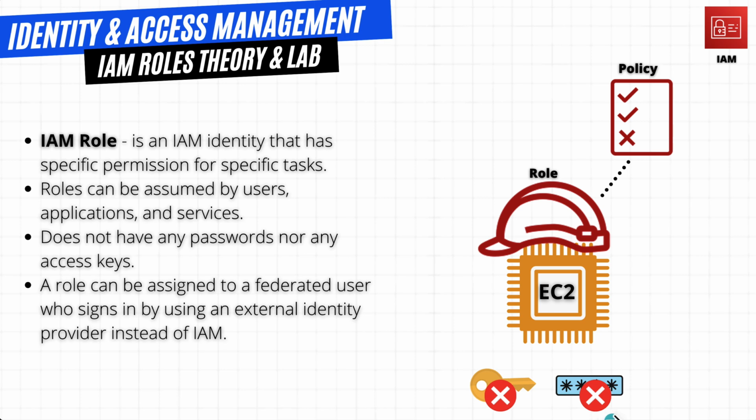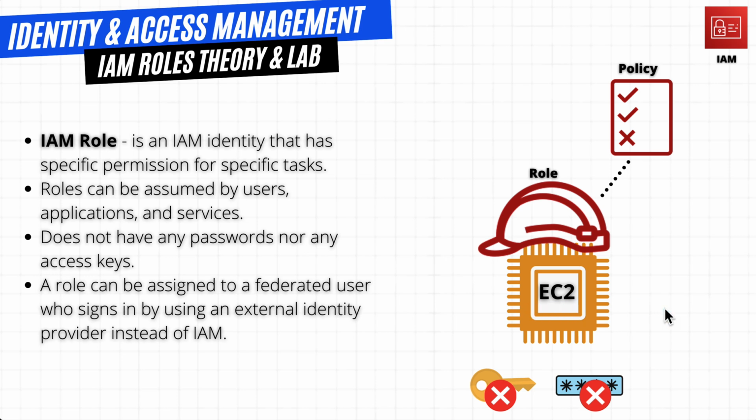A role is designed to be assumed temporarily by an IAM user, an application, or a service that needs to perform a specific task. They are mostly used to give AWS resources access to different AWS services, like giving access to an EC2 instance or a Lambda function to an S3 bucket.